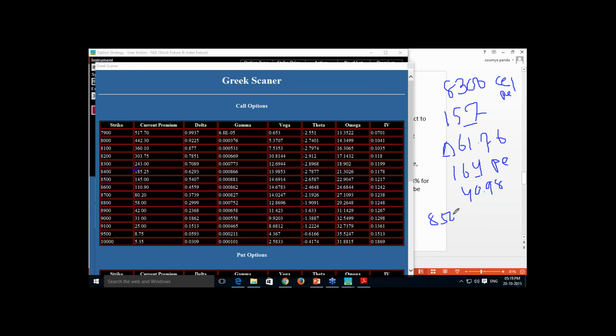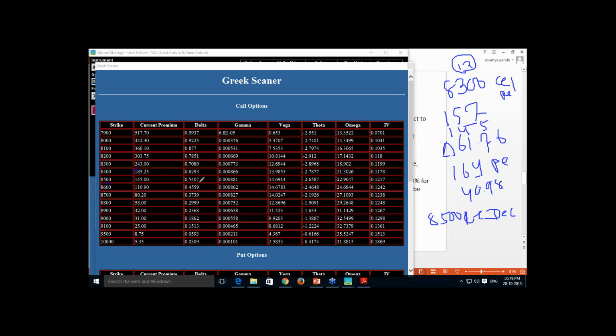8,500 call option I have sold, call option for December. I received a premium of 145. So my net premium invested is 157 minus 145, which is 12 rupees only. However, delta has been managed in a great way.